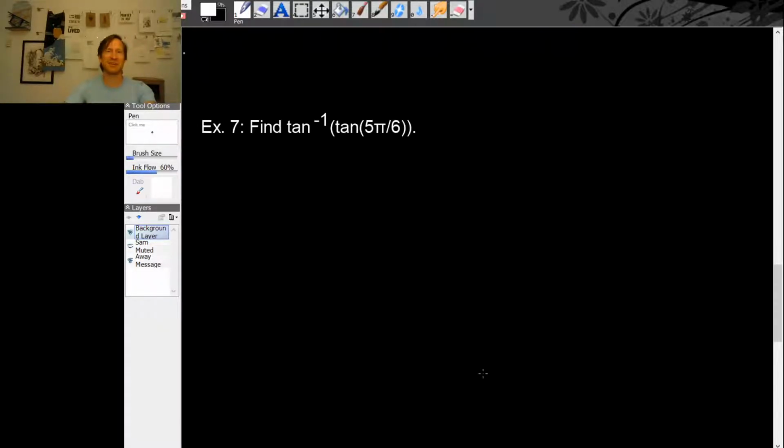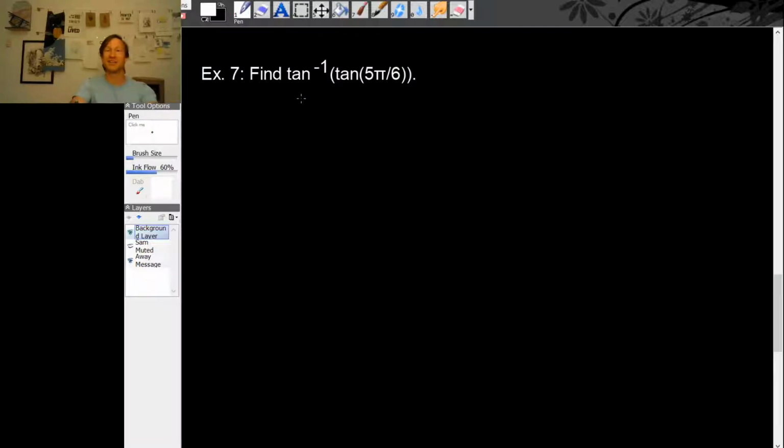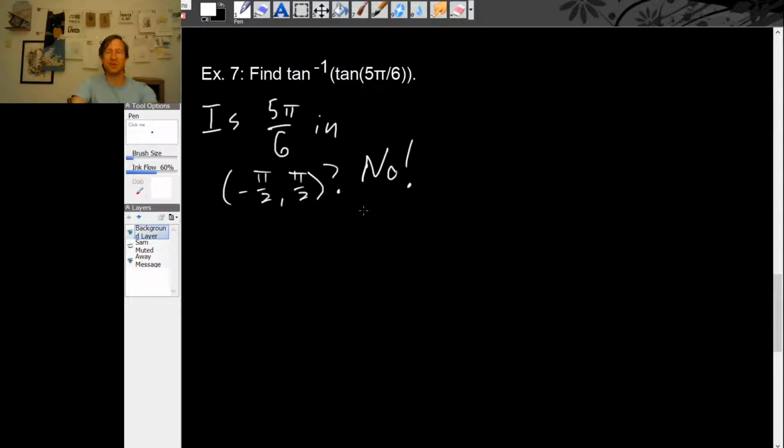All right, let's look at an example with tangent. Let's find inverse tangent of tangent of 5 pi over 6. So, as before, let's ask ourselves, is this angle that we're starting with, 5 pi over 6, in the restricted domain of tangent, which is from minus pi over 2 to pi over 2? So is 5 pi over 6 greater than pi over 2? Yeah, it is. So this angle, 5 pi over 6, is not in the restricted domain of tangent. It's too big. So we can't just cross out this tangent and inverse tangent. We have to work this out step by step.